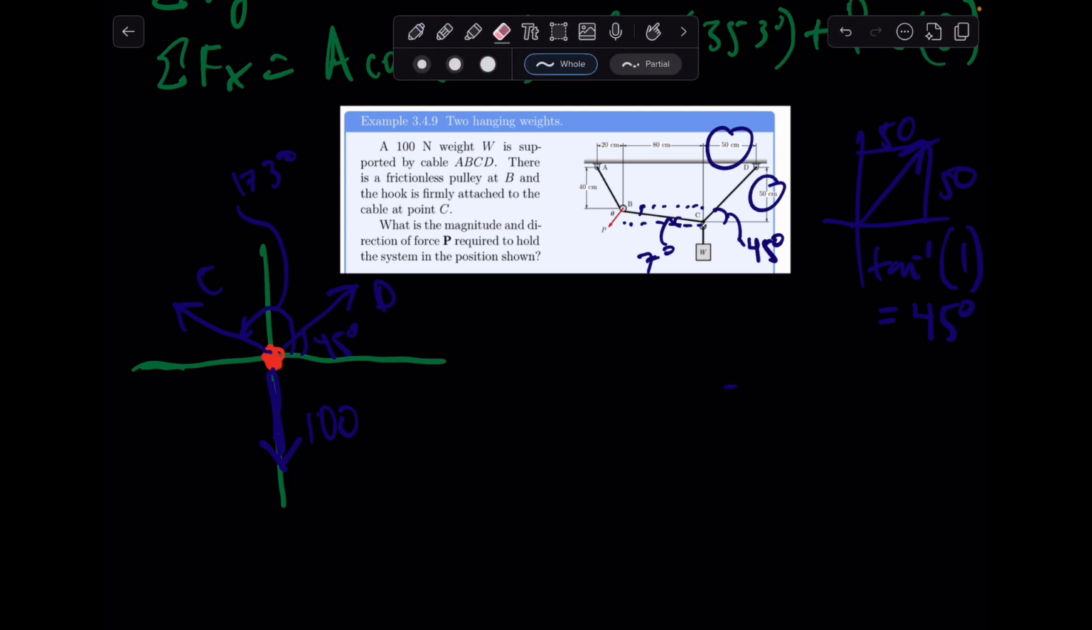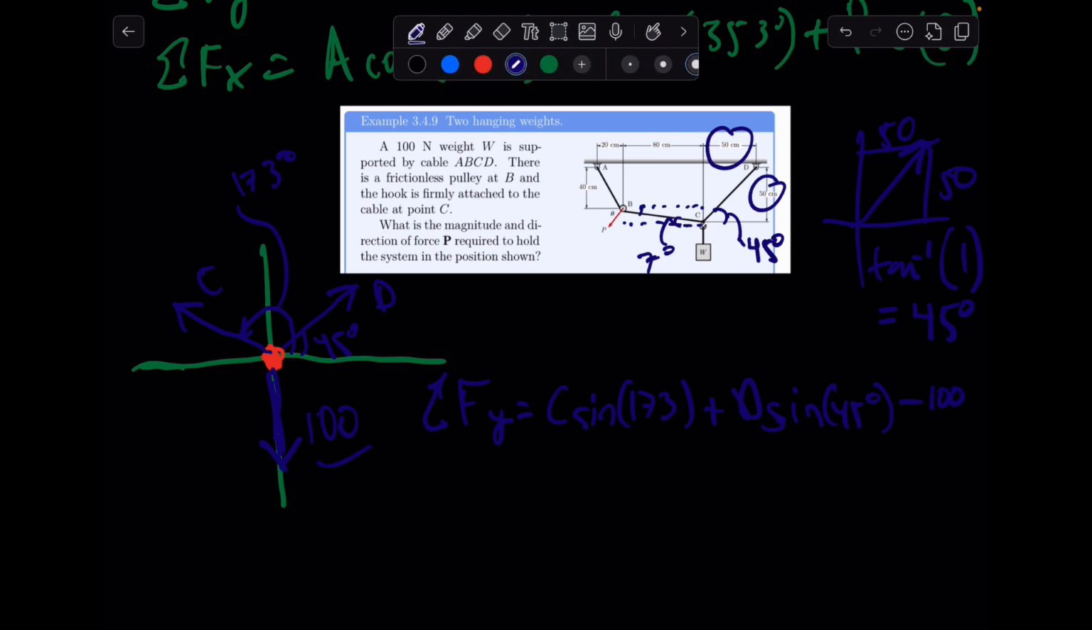This doesn't fit. Doesn't look good. Let's do it here. The sum of the forces in the y is going to equal C sine 173 plus D sine of 45 degrees minus 100, because this is the force acting down, minus 100 newtons, equal to 0. Because remember, the sum of the forces in each direction has to be equal to 0.